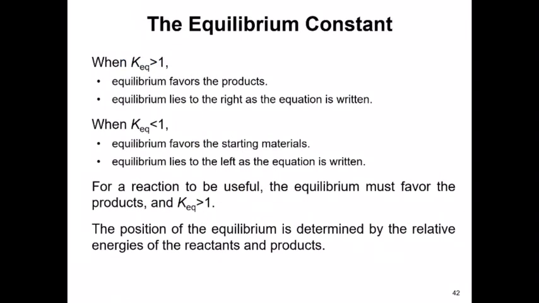So when the equilibrium constant is greater than 1, this means that equilibrium favors the formation of the products, which also means that the concentration of the products is a lot greater compared to the concentration of the reactants. You can also say that the equilibrium lies to the right when KEQ is greater than 1. However, when the equilibrium constant is less than 1, that means that the equilibrium favors the formation of the reactants. This also means that the concentration of the reactants is a lot greater compared to the concentration of the products. You can also say that the equilibrium lies to the left when KEQ is less than 1.